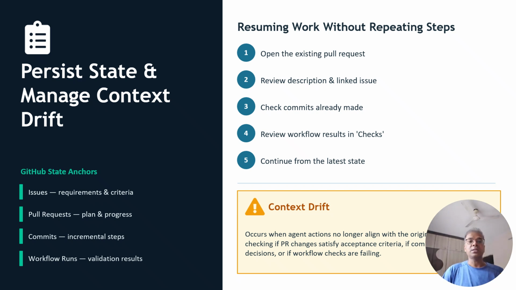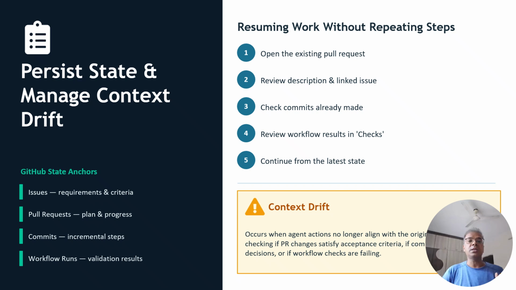Now GitHub acts as the state machine. Issues define requirements and acceptance criteria. PRs track the active plan and code changes. Commits capture every incremental step, and workflow results show what has happened and what has been validated. The 5-step resume flow shows how an agent picks up after any interruption. One, open the PR, then read the description, review commits, check continuous integration (CI) results, and then continue from the latest state. Now you have to watch out for context drift.